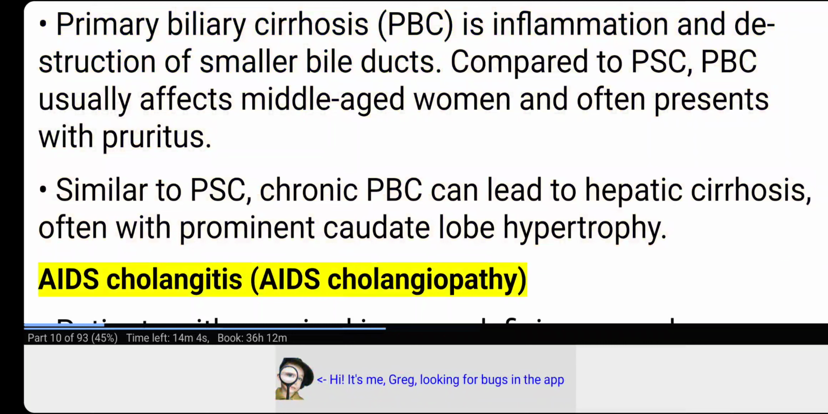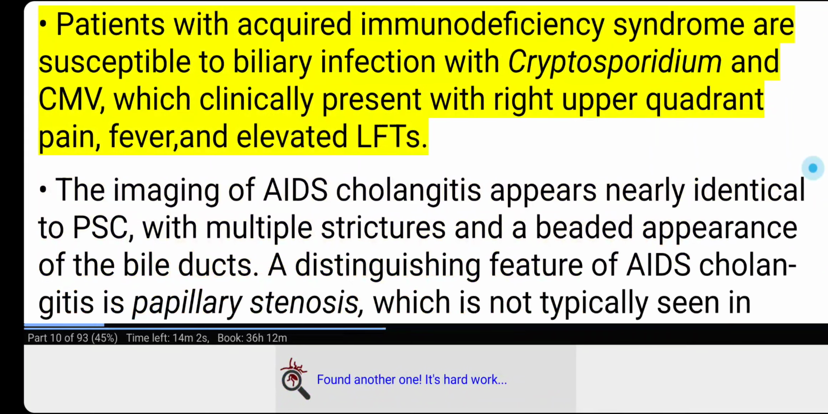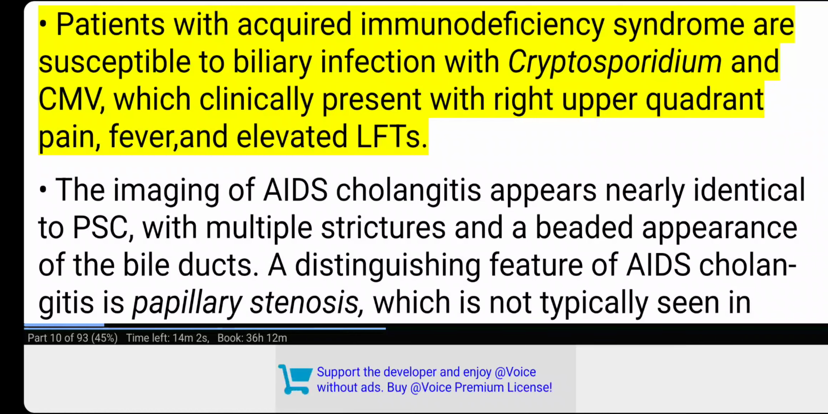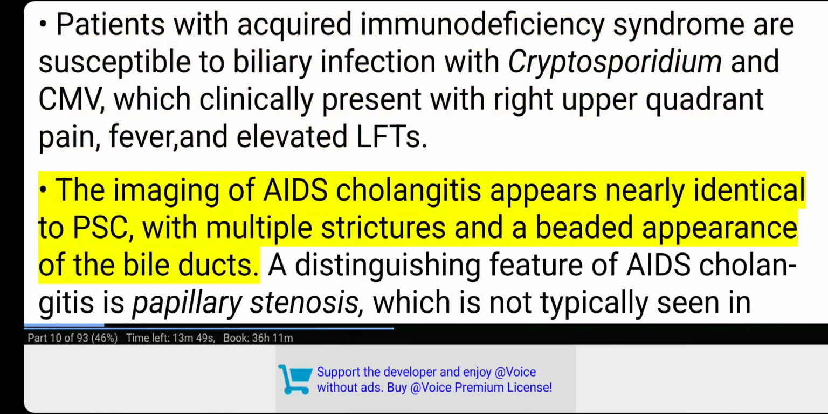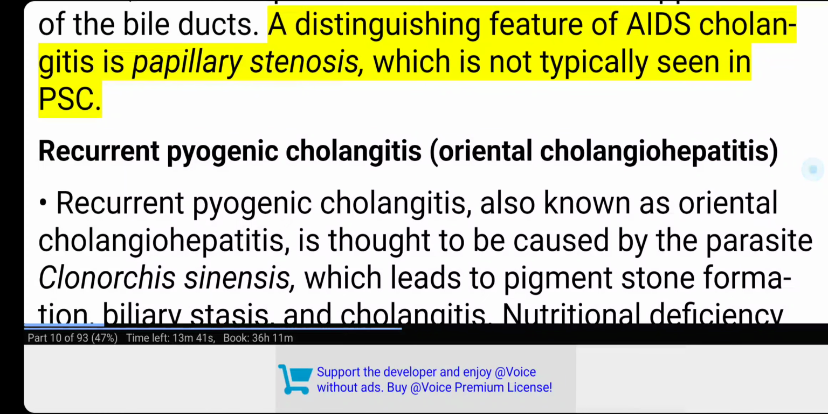AIDS cholangitis, AIDS cholangiopathy. Patients with acquired immunodeficiency syndrome are susceptible to biliary infection with Cryptosporidium and CMV, which clinically present with right upper quadrant pain, fever, and elevated LFTs. The imaging of AIDS cholangitis appears nearly identical to PSC, with multiple strictures and a beaded appearance of the bile ducts. A distinguishing feature of AIDS cholangitis is papillary stenosis, which is not typically seen in PSC.